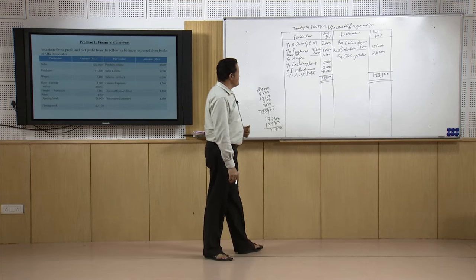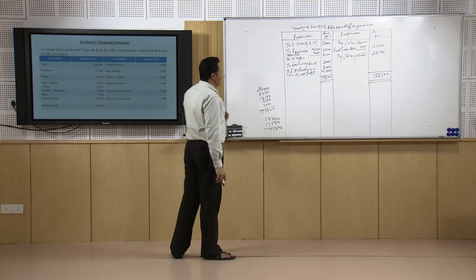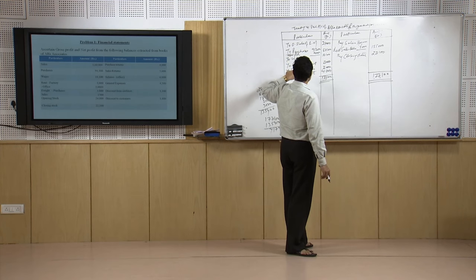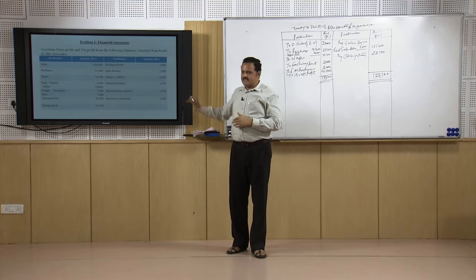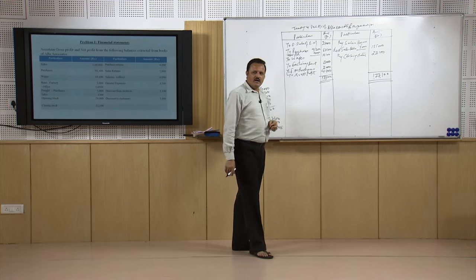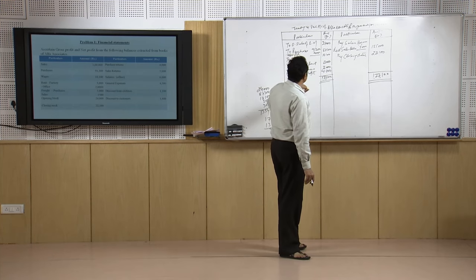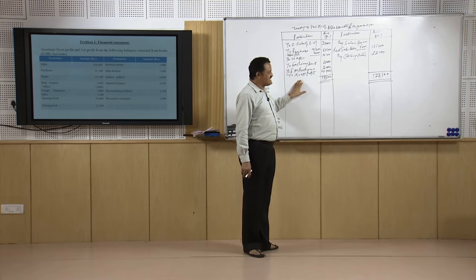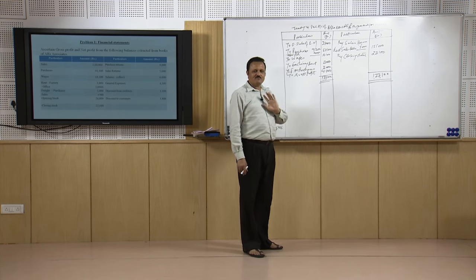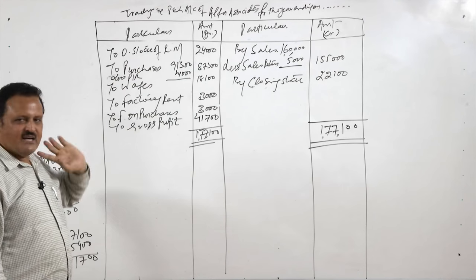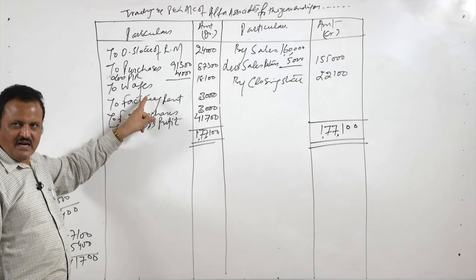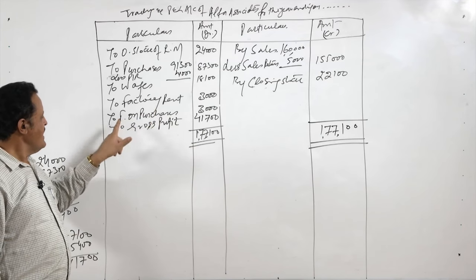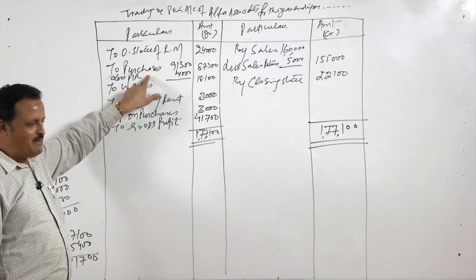Now, you must have a question: out of the total items given here, why have I taken only a few items, 1, 2, 3 here and 1 to 7 items on this side, and left out the other items? We have to take only the items of direct income and direct expense. Direct expenses are those without which production is not possible. If you do not have the material, you cannot do the production. If you do not have people working on the plant, you cannot produce. If you do not pay the factory rent, without a factory you cannot produce. If you do not pay the freight on purchases, material will not come to the plant, no production.